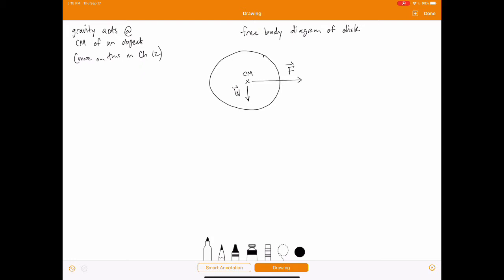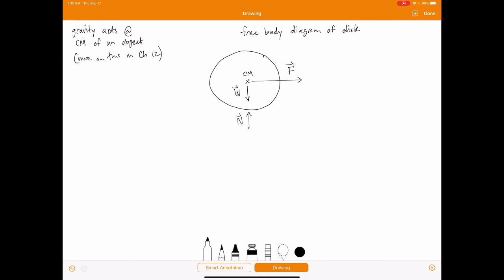Okay, we also have a normal force because this disk is being supported by a surface which pushes up on it. And that force will act at the point of contact with the surface, so down at the underside of the wheel.